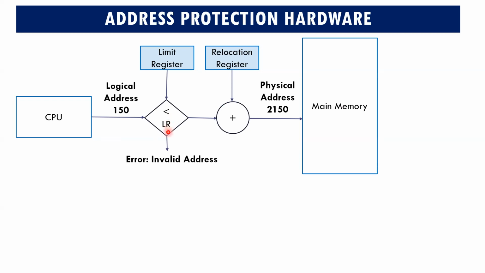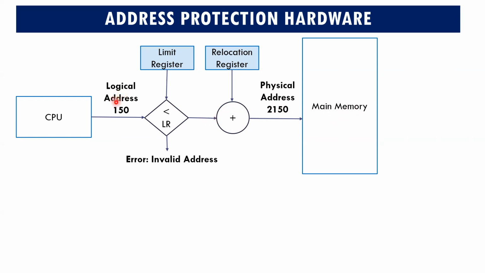Only then are we going to add the relocation register value to the logical address in order to get the physical address. In this example, we are considering the relocation register value as 2000. So that is why the physical address now has become 2150. That means this 2150 is a valid address which can be accessed by the process within the main memory.